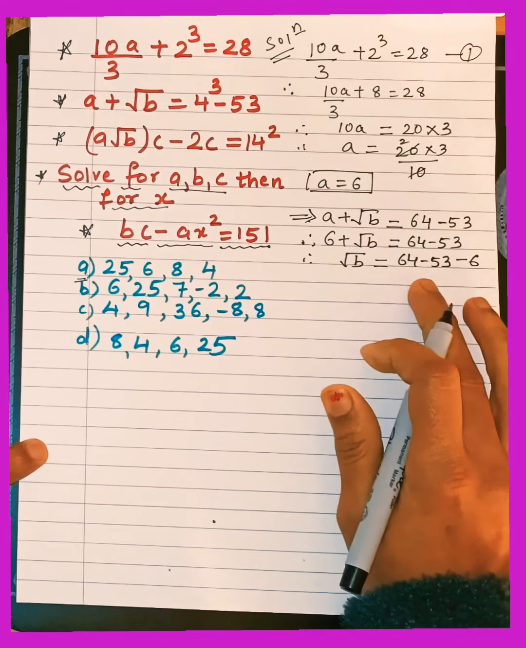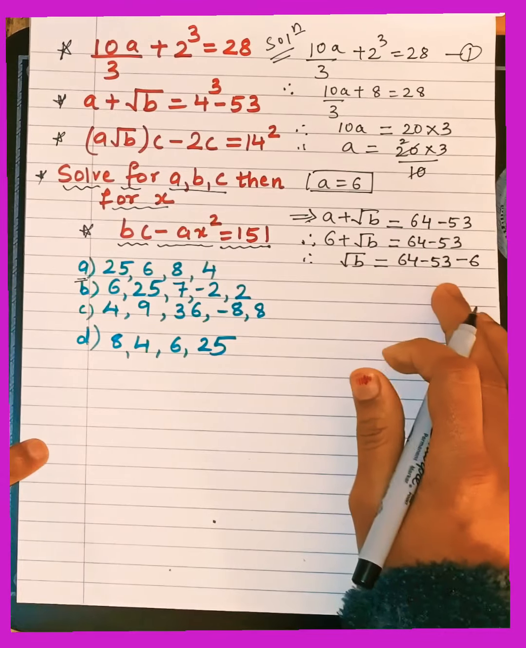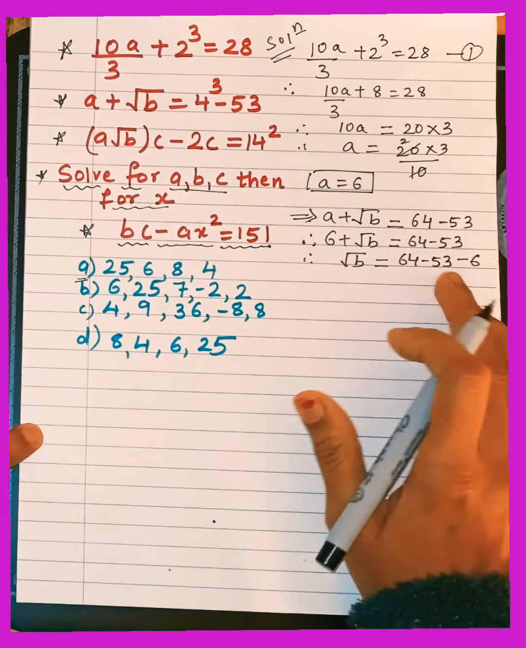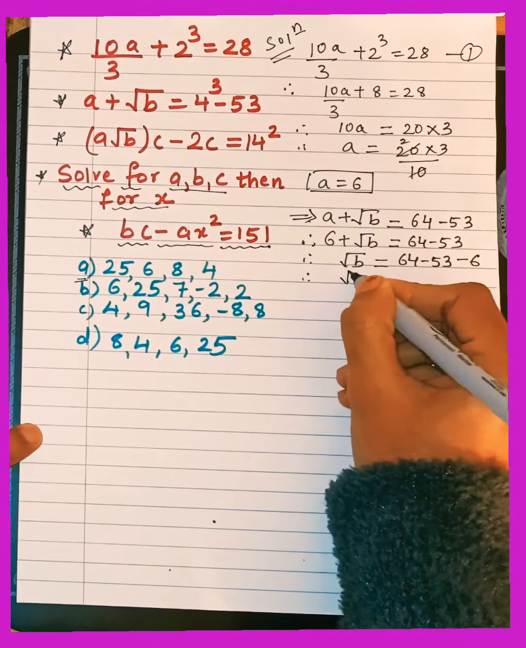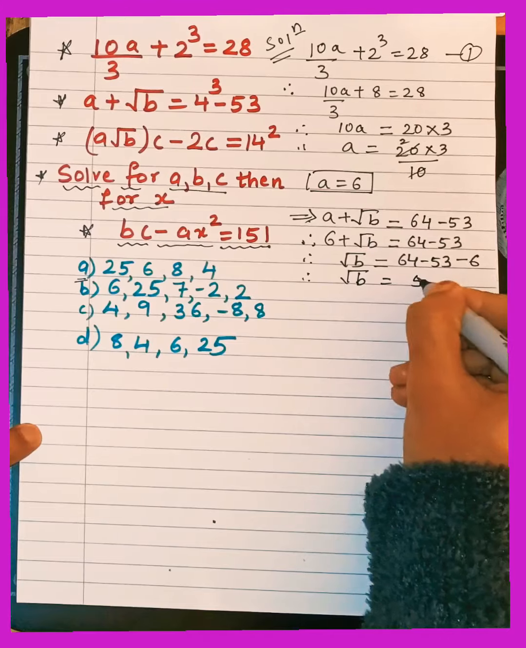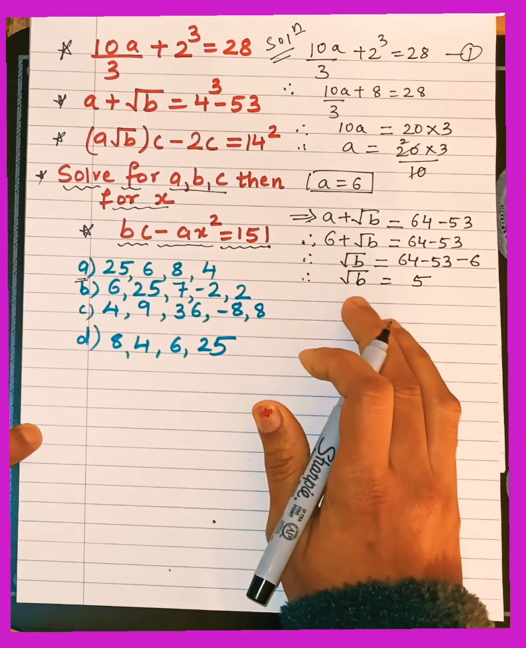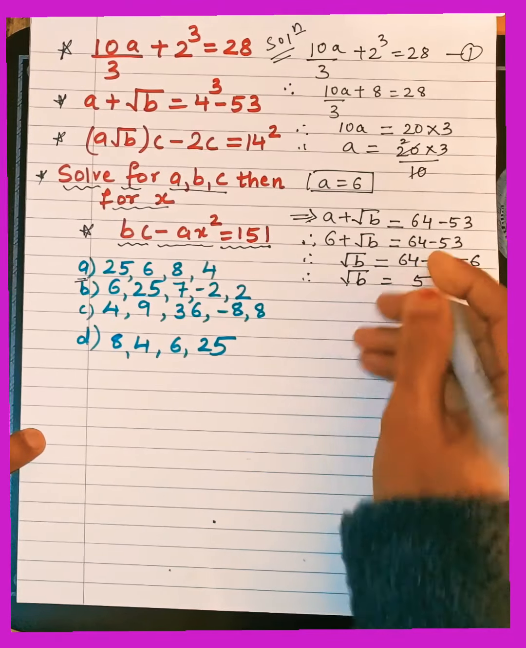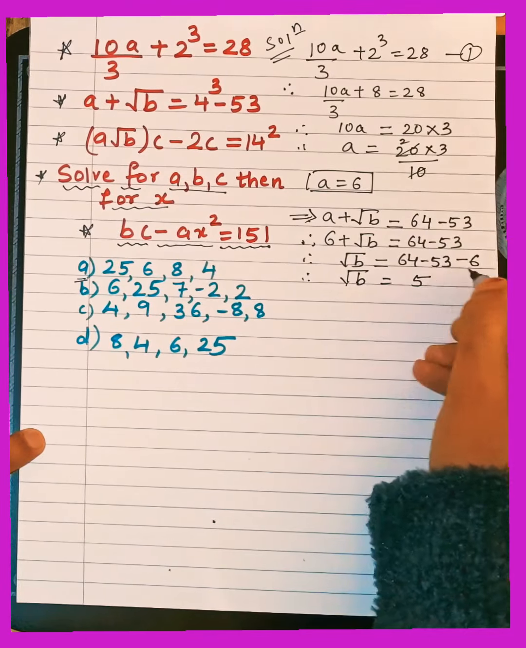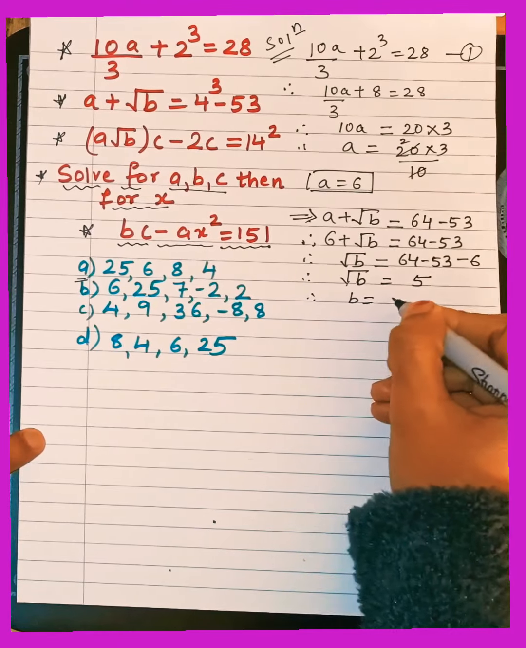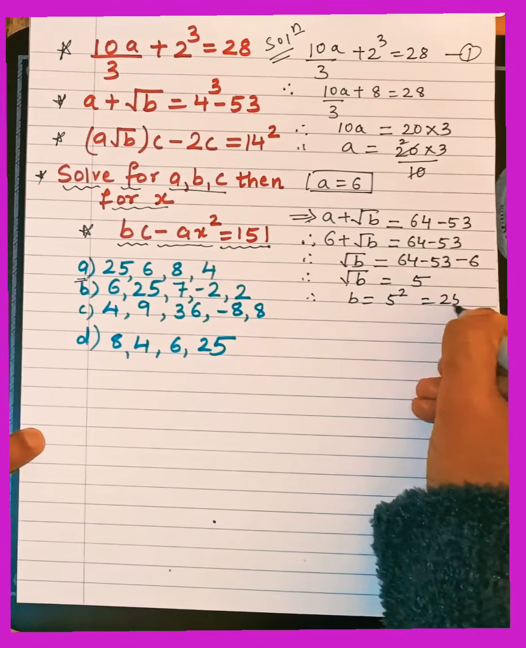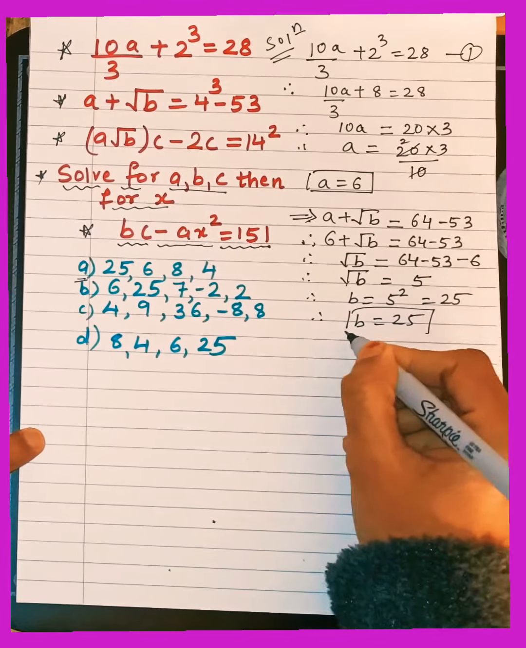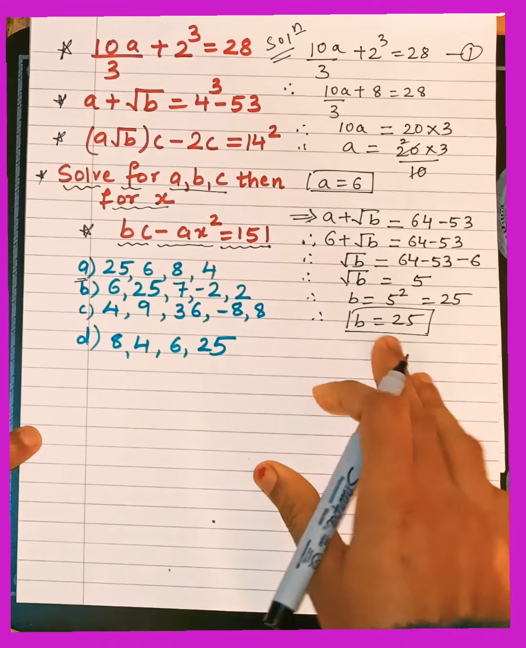Now these three numbers we will subtract. So 64 minus 53 minus 6. If you subtract this, the answer will be 5. So square root of b equals 5. Now to remove this square root, what will we do? We will square both the sides. When you shift this square root to this side, it will become square of 5. So b will be equal to 5 square and that is 25. So we got the value of variable b, and that is 25.